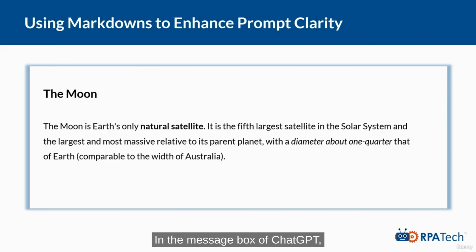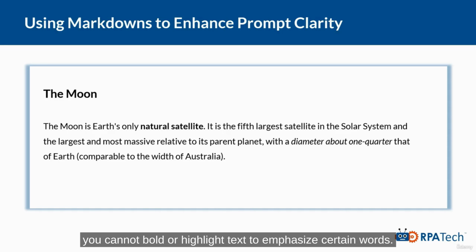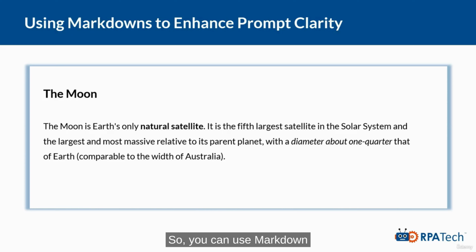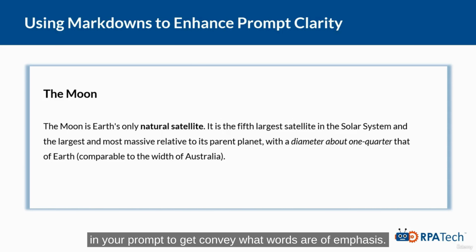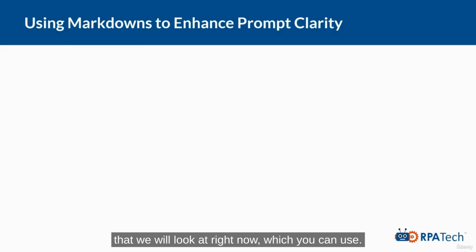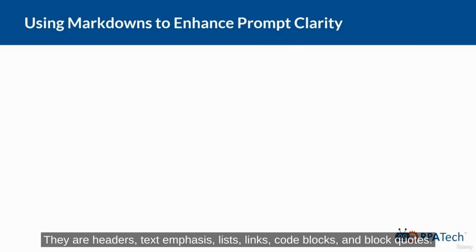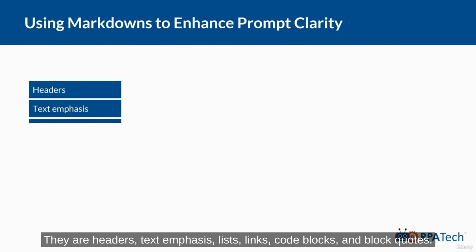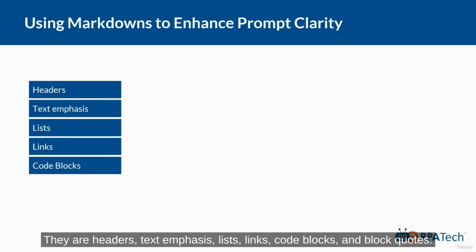In the message box of ChatGPT, you cannot bold or highlight text to emphasize certain words. So you can use Markdown in your prompt to convey which words are of emphasis. And you can also use it to properly structure the whole prompt. There are 6 components of Markdown that we will look at right now, which you can use. They are headers, text emphasis, lists, links, code blocks, and block quotes.